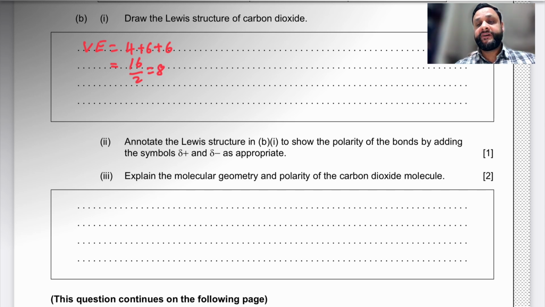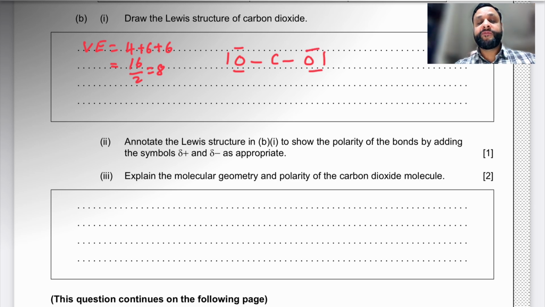Then we need to identify the central atom. The less electronegative atom will be the central atom. So carbon is the central atom, and I will put oxygen around carbon, connect them with a bond, and distribute the remaining electrons on the outer atoms until they have 8. So 2, 4, 6, 8, 2, 4, 6, and 8.